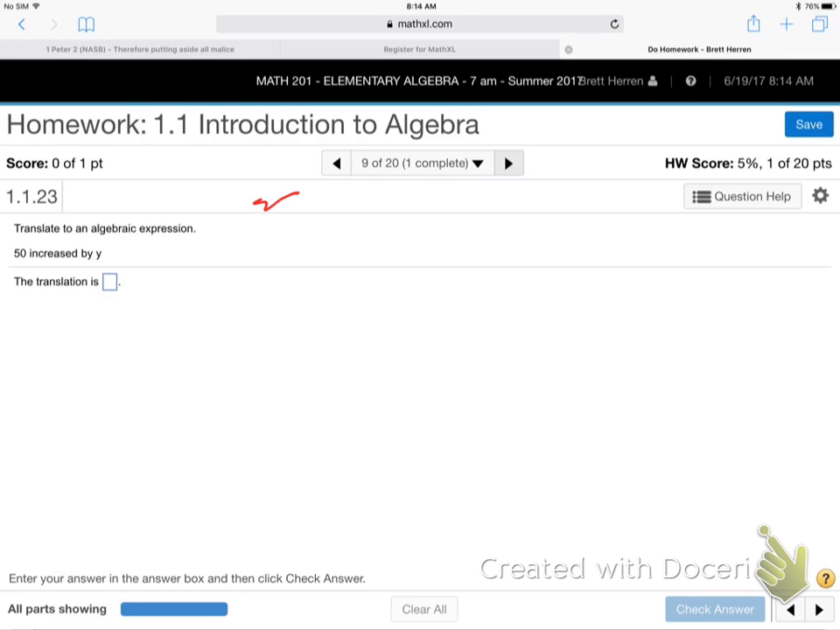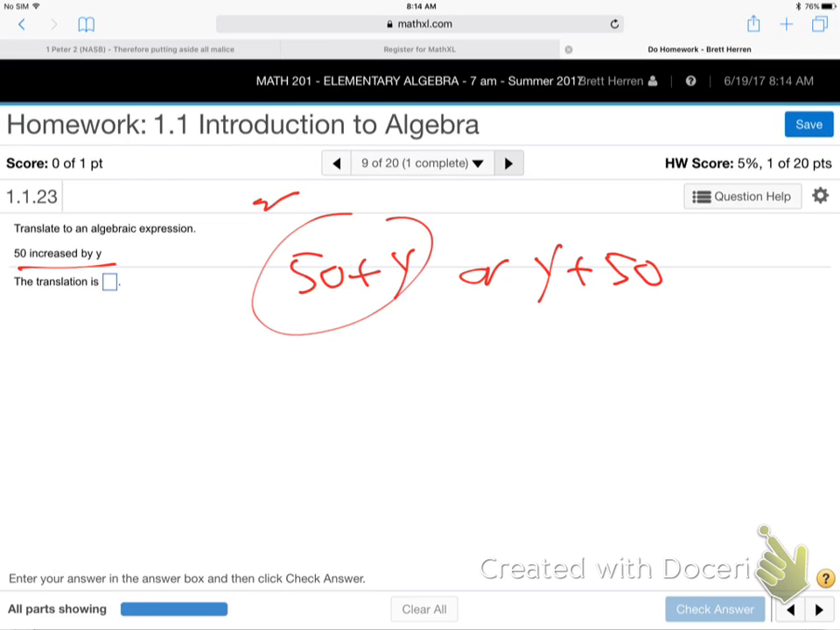All right, let's look at this one. 50 increased by y. What do we do with the increased by? That's just add. Now what if I write 50 plus y or I write y plus 50? Does that matter? Doesn't matter here. When you're adding, Math Excel knows that. It's pretty user-friendly. It'll take either one. It knows they're both right.